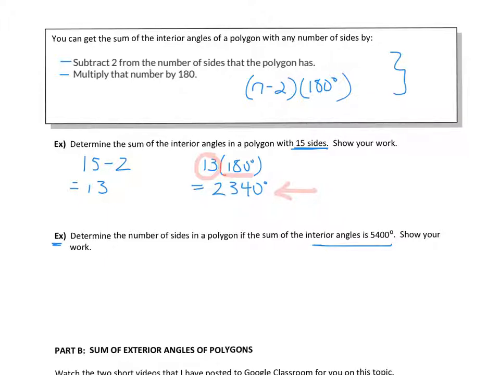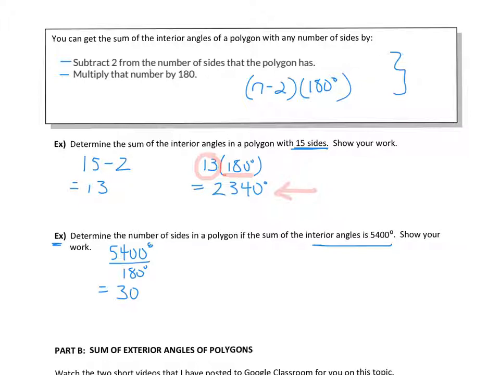Okay, so I know that we have 5,400 degrees. What I want to do is see how many triangles I can make out of that. So I'm going to take that degree and I'm going to divide it by groups of 180 to figure out how many triangles, how many groups of 180 we can make. So 5,400 divided by 180, that would give us 30. So we can make 30 triangles.